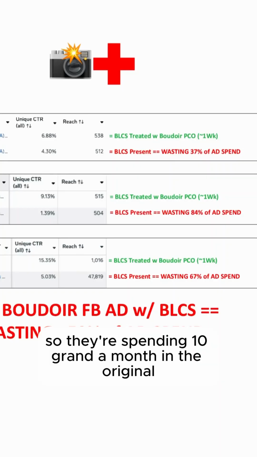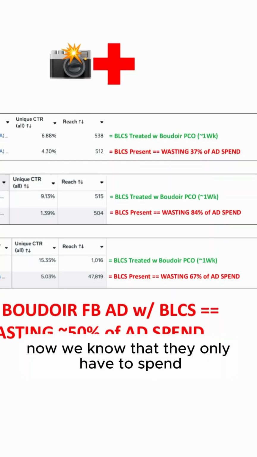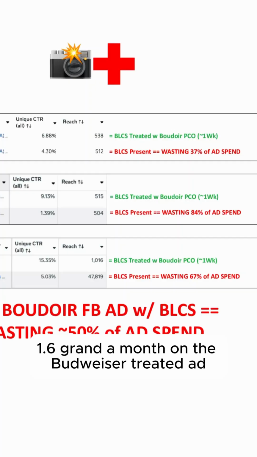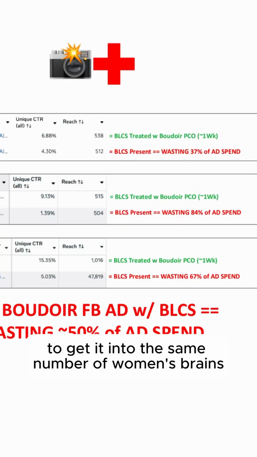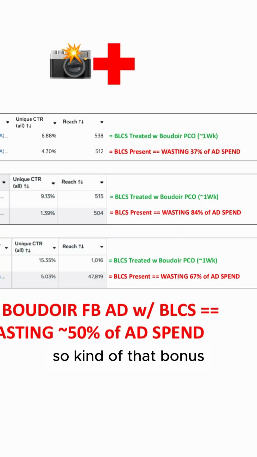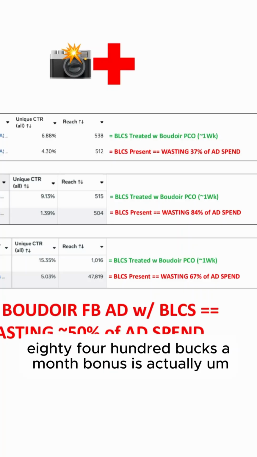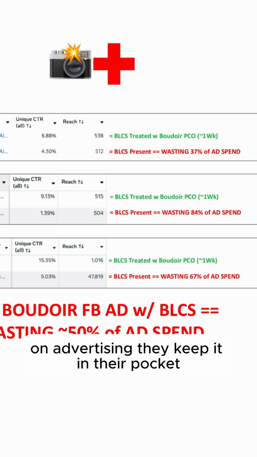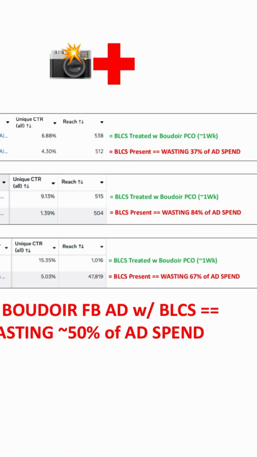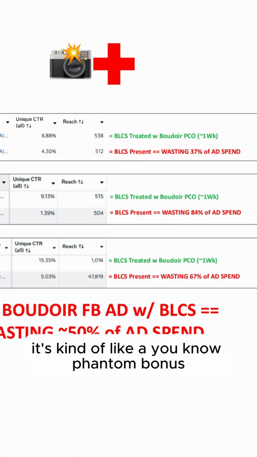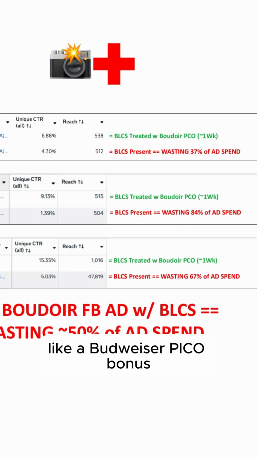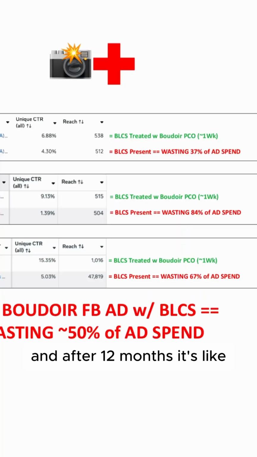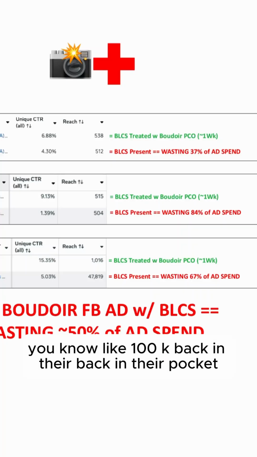So if they're spending 10 grand a month on the original, now we know that they only have to spend 1.6 grand a month on the Boudoir Pico treated ad to get into the same number of women's brains. So that $8,400 a month bonus is actually back in their pocket every single month that they're spending money on advertising. They keep it in their pocket, and it's no longer being burnt. It's kind of like a phantom bonus, like a Boudoir Pico bonus. And after 12 months, it's like 100K back in their pocket.